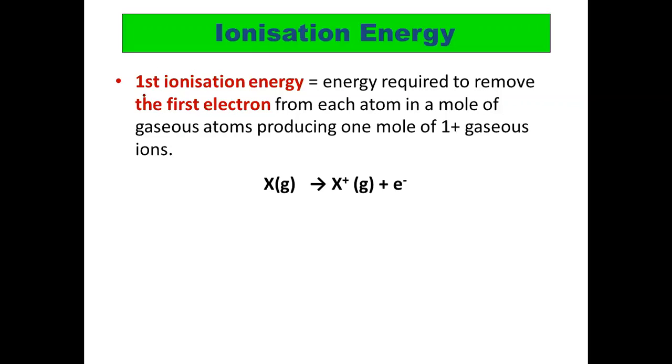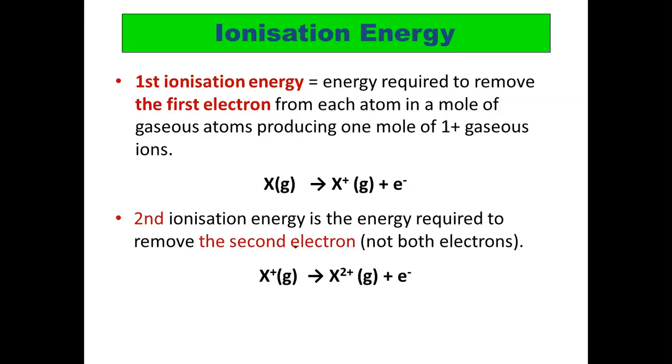Right, so ionization energy, there's more than one ionization energy. The first ionization energy is the energy required to remove the first electron. Then the second ionization energy, you're removing the second electron, not both. So look at this comparison. This is my first ionization energy. You're starting from 0 charge to +1 charge, and you're removing 1 electron. Your second ionization energy, you start with +1, you make a +2, and your second electron is removed.